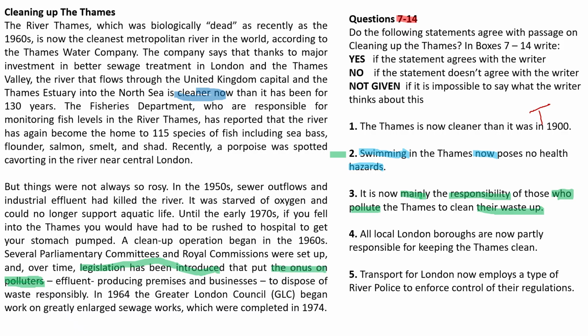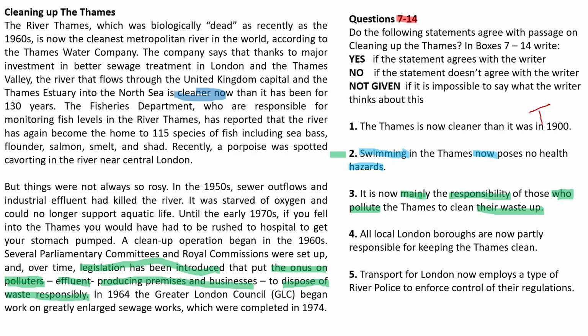One by one, try. Do not read out all those questions. It's just the first question. And what does the first question say? It says the Thames is now cleaner than it was in 1900. So basically, in 1900 it was not as clean as it is now. Now cleaner. So I will take them as my keywords. After taking them as my keywords, I will skim and scan. See anything similar to 1900 or now cleaner.